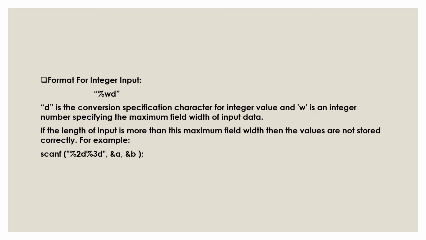Format for input integer: %wd. d is the character for integer value and w is the width of input data. When the length of input data is more than the width, then it is not stored. For example, here when we enter elements in A, it should be of length 2, and in B it should be of length 3. If they exceed 2 or 3, then they will not be stored and an error will be found.